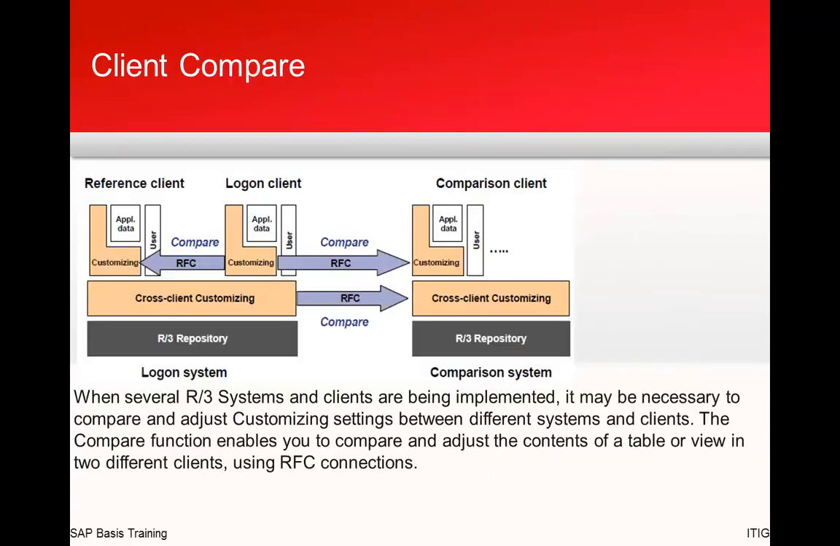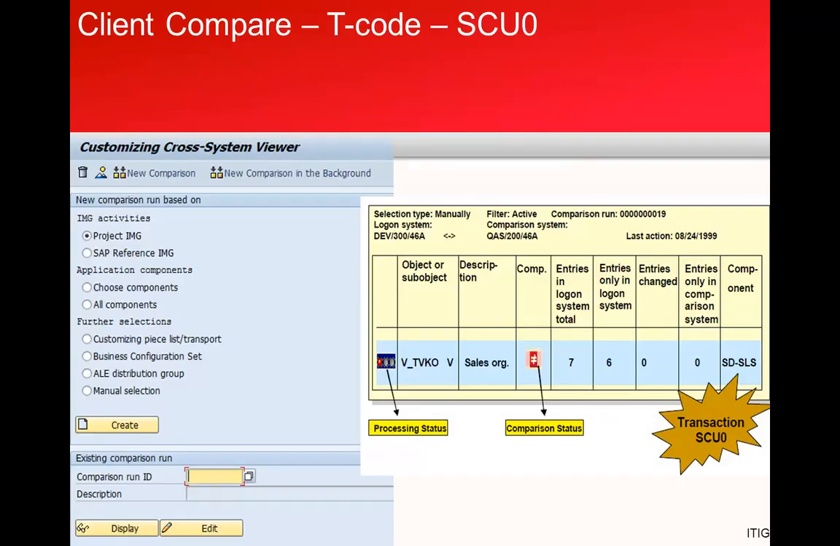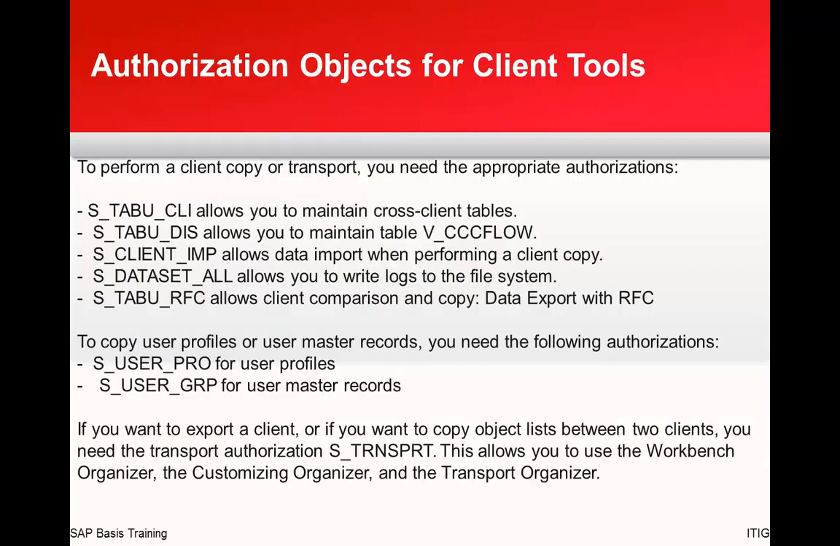Okay, client compare. Basically when you build a new client or you have your dev and QA environments, you can compare what the changes are between this client and another client. You can use a T-code called SCU0 for that. It will give you a list of the differences between the two clients.